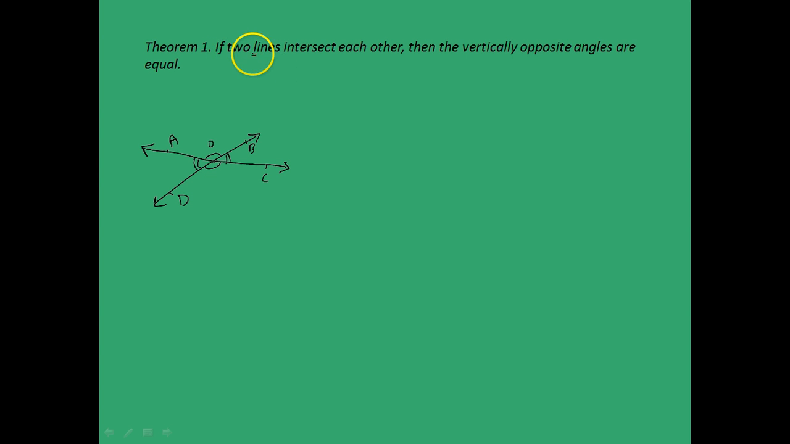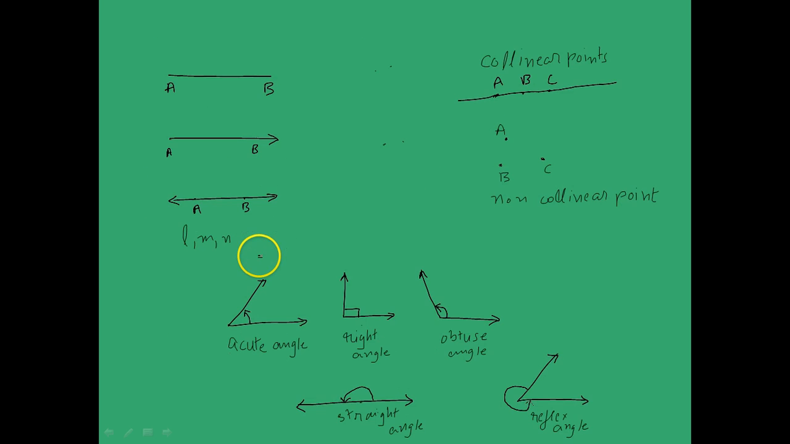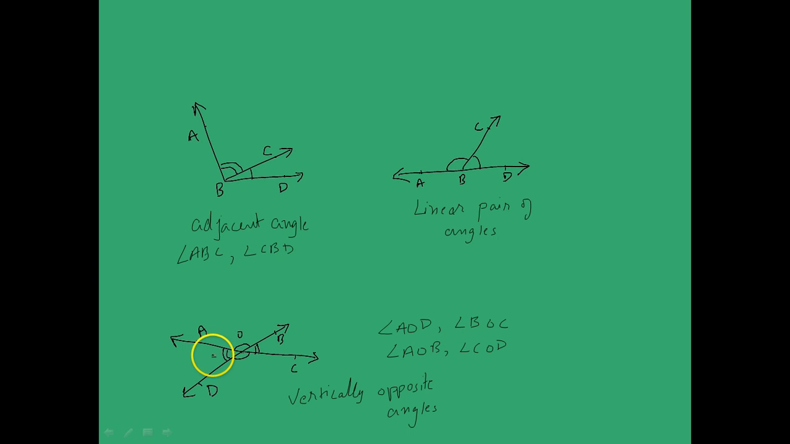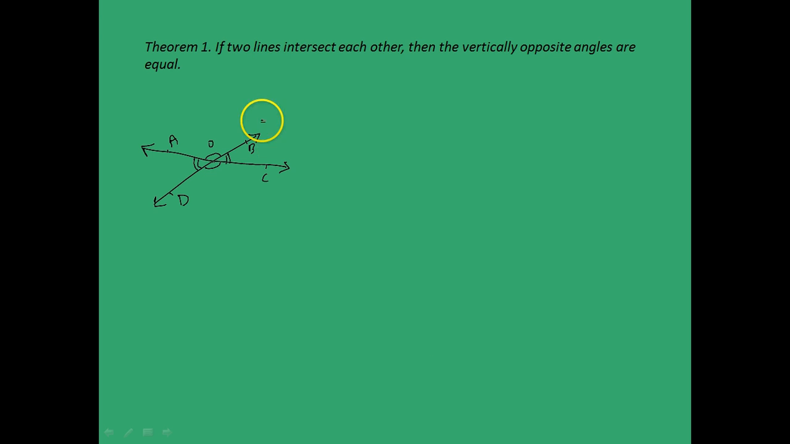If two lines intersect each other, then the vertically opposite angles are equal. You remember we discussed vertically opposite angles here, and how AOD and BOC are vertically opposite angles, and the other set is given here. So this is a theorem which states if two lines intersect each other, then the vertically opposite angles are equal. Let's try and prove this.